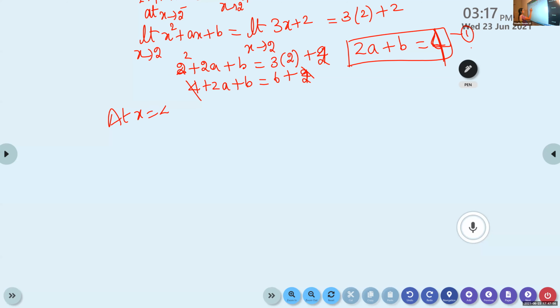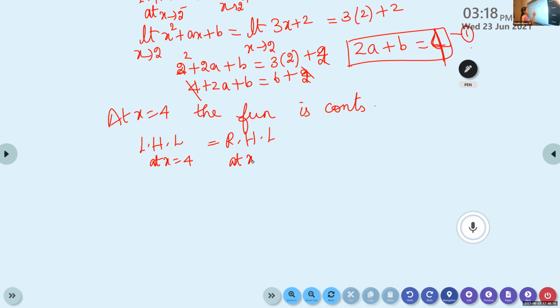At x is equal to 4, the function is continuous. Therefore, the left hand limit at x is equal to 4 will be the same as the right hand limit at x is equal to 4, which is equal to f of 4. Left hand limit is equal to right hand limit is equal to f of 4.